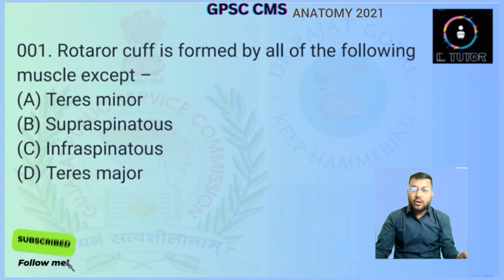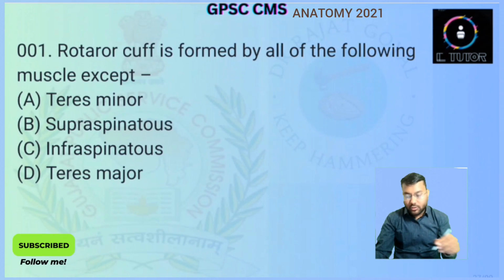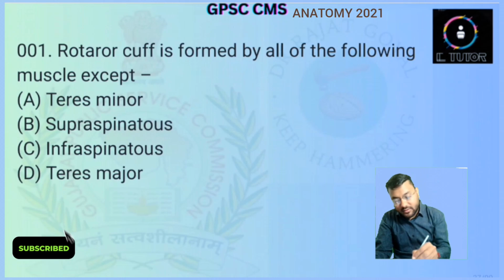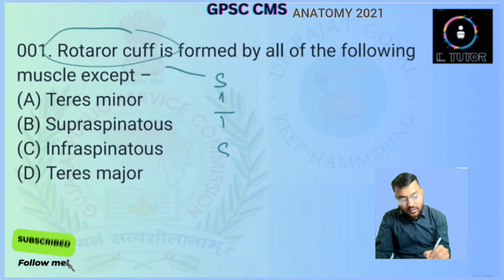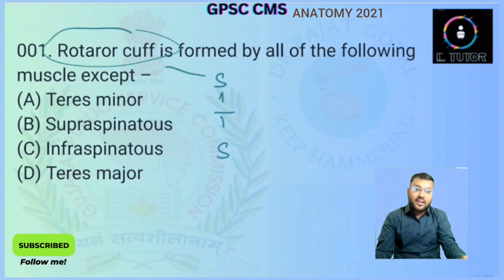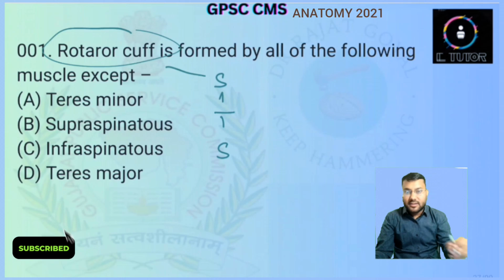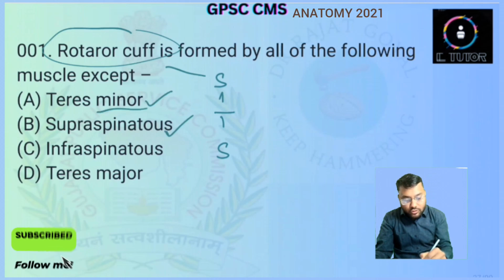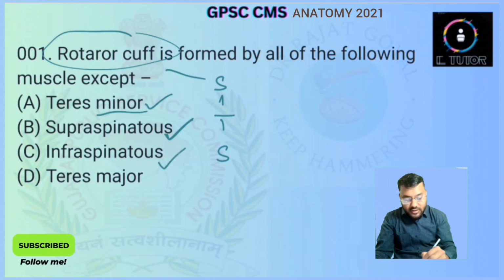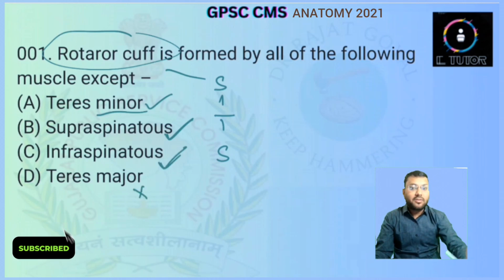Rotator cuff is formed by all the following muscles except. So we know that the rotator cuff is a guard of the shoulder, and the trick for the rotator cuff is SITS: supraspinatus, infraspinatus, teres minor and subscapularis. So here teres minor is true, supraspinatus and infraspinatus are also there, but not teres major. Teres major is not there.